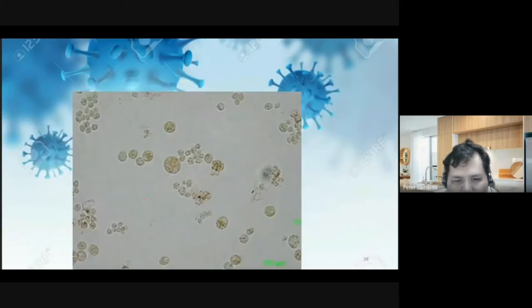And what you would see, class, is this. Now, if I recall, I took this from a botany book. This is an example of algae, class. So this is the appearance of your algae in a wet mount.